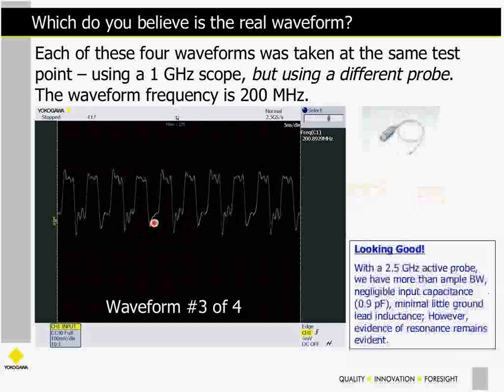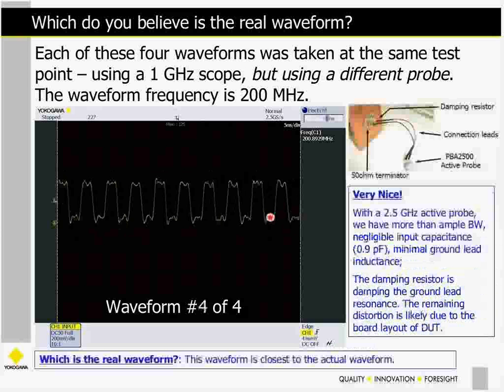Okay. The third measurement, using a really nice 2.5 gigahertz active probe, produced a much better, almost square wave of that little 200 megahertz square wave. And that's on a demo board that we have connected there.